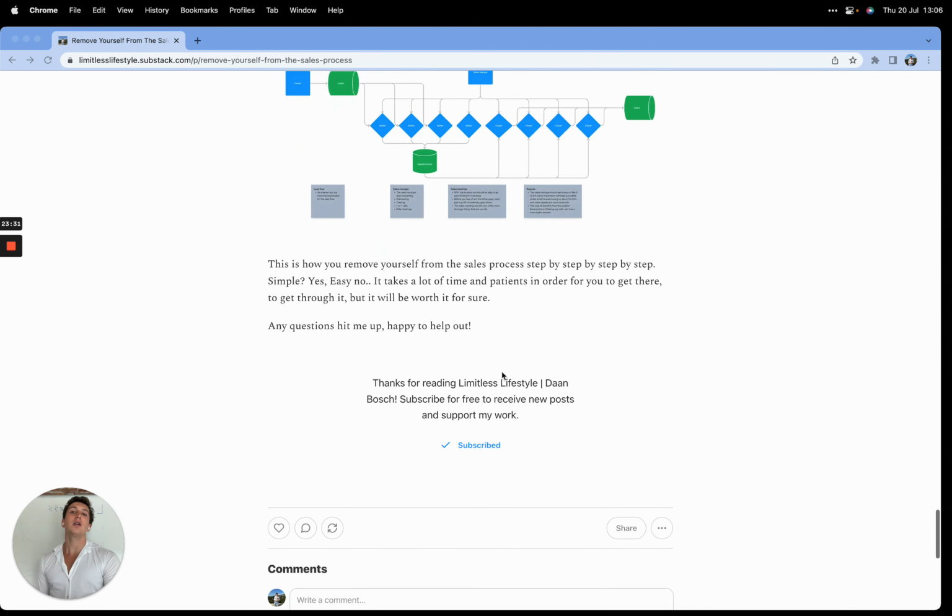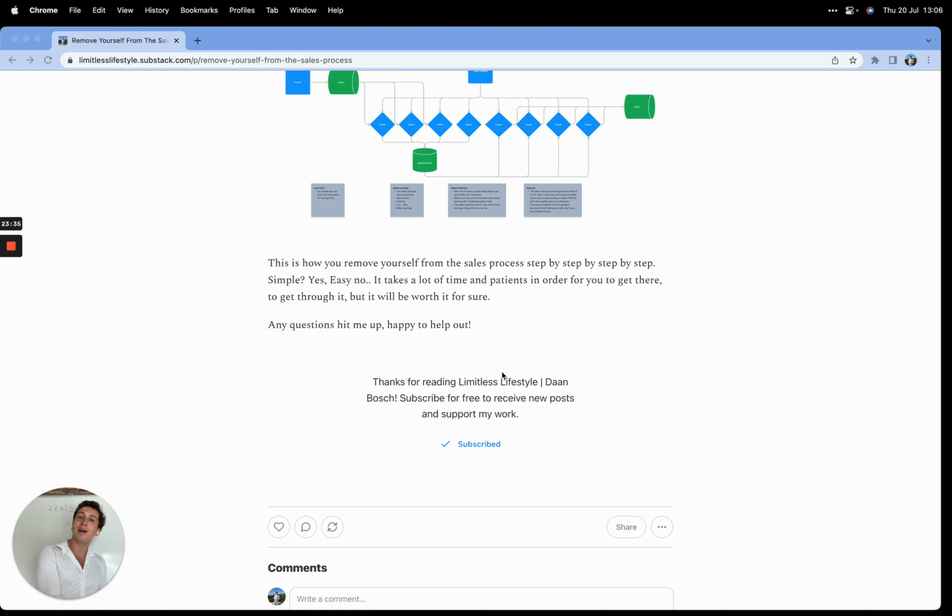All right, so this is how you remove yourself step by step from the sales process. Is it simple? Yeah, kind of. Is it easy? No way. Because it just takes a lot of time and patience in order for you to get there. But honestly, it will be worth it for sure.